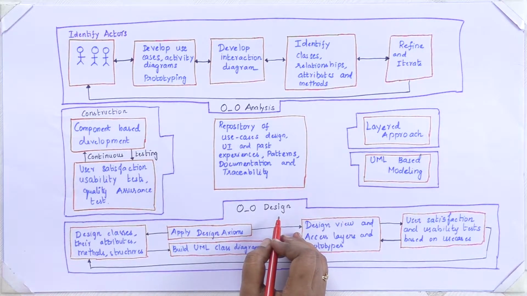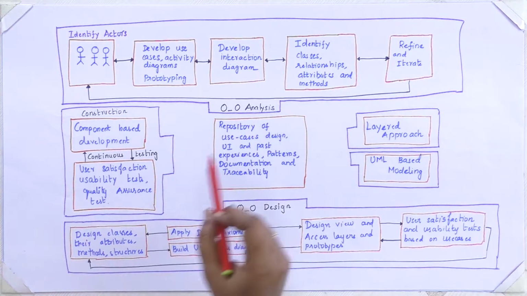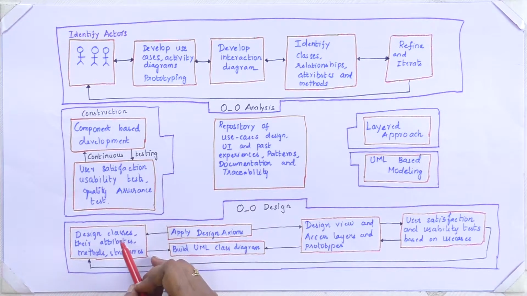so that the object-oriented design part can be done efficiently. The next is the object-oriented design phases. You will be first designing the classes and their attributes, methods and structures. So first you will be designing the classes. In the analysis part, you will be identifying the classes. In the design part, whatever classes we have identified will be designed. And the attributes and methods, the structures we have in the classes, will be defined.